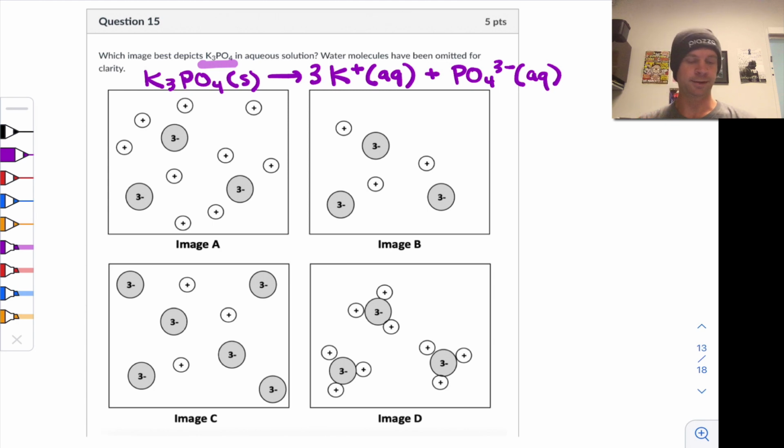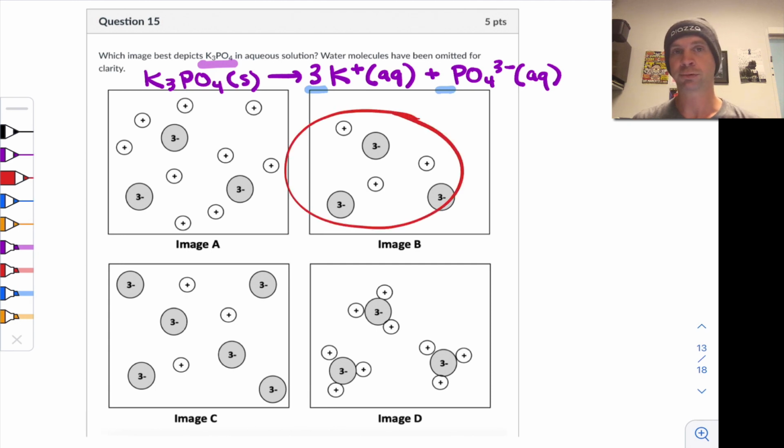So knowing this, we can recognize, for example, that the ratio of K plus to phosphate in the solution must be 3:1. And that's going to be key to these pictures. The ratio of positive potassium ions to negative phosphate ions must be 3:1. This allows us, for example, to rule out image B, where we see only 3 potassium ions together with 3 phosphate ions. One thing to notice about image B is that the net charge here is not 0. We've got +3 due to the cations, but -9 due to the anions.